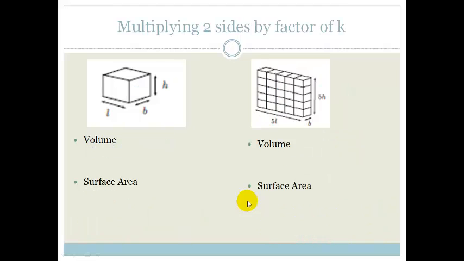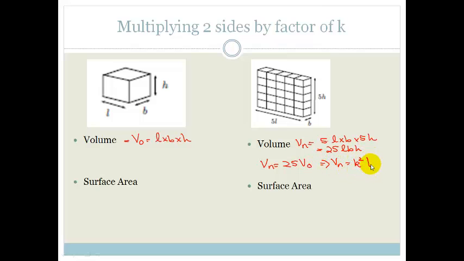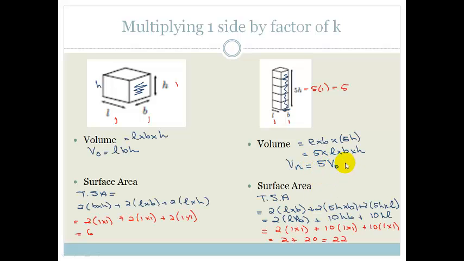Okay, let's see what happens if I multiply two sides by a factor of k. So again, the original volume, V original, is just going to be length times breadth times height. But V new is going to be 5L times B times 5H. 5 times 5 is 25, so you've got 25 times LBH. So do you see that our V new is 25 times bigger than our V original? So in fact, what is it? We could actually say that V new is equal to k squared times the original volume. So it's k squared times the original volume. And if we go back for a second, you could see that we could rewrite this: V new is just k times the original volume.